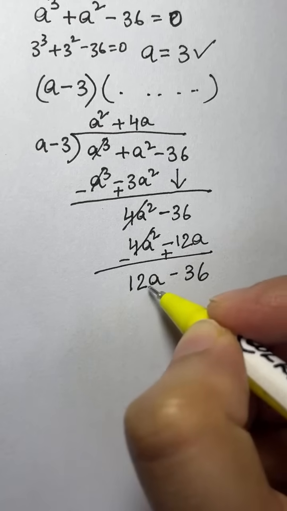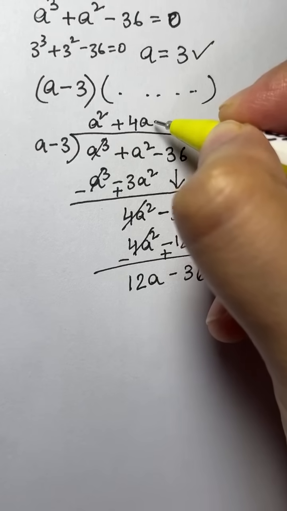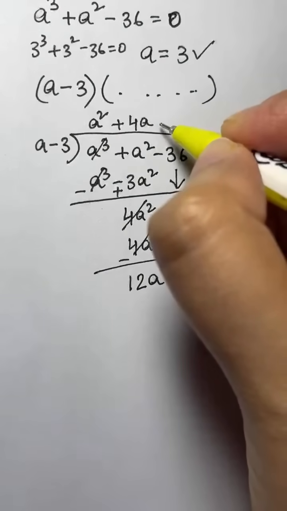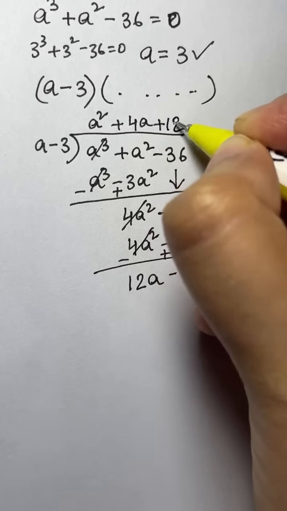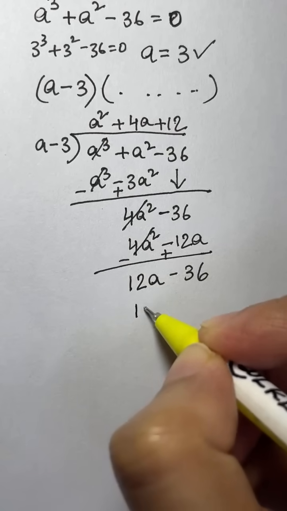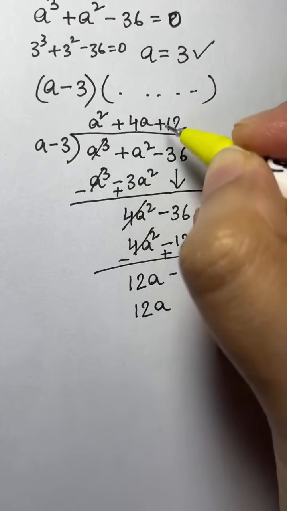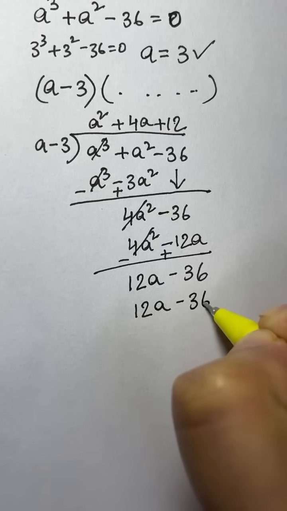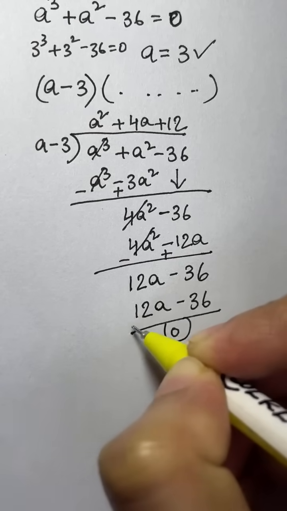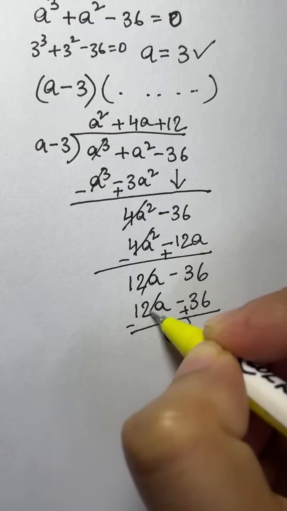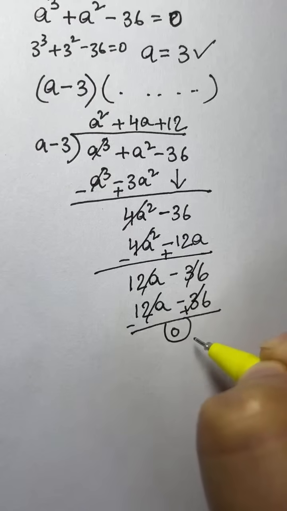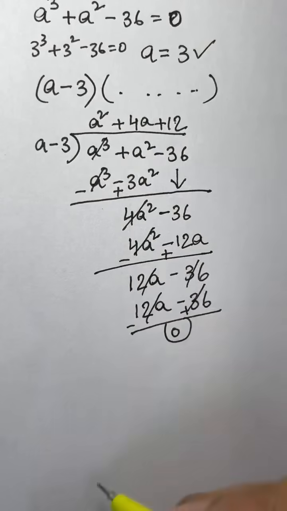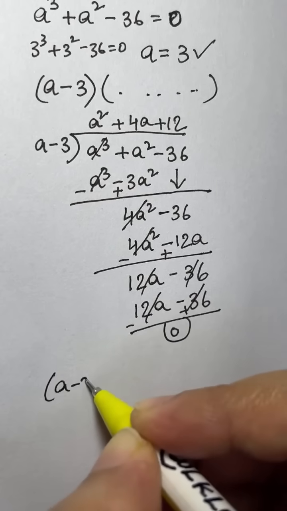Now what can you have here to have 12a? So just multiply the number 12. Plus 12 times a gives you 12a, and you have negative 3 times 12, so that gives you negative 36, and you have the remainder as 0. Just change the signs and you can cross out things. It's 0. So you have got what is there in this dash dash dash dash. So it's a minus 3.